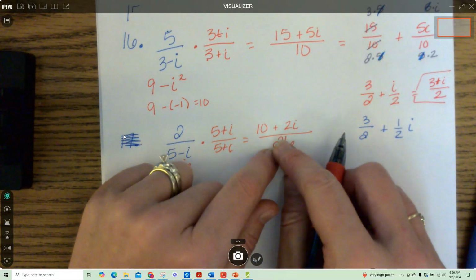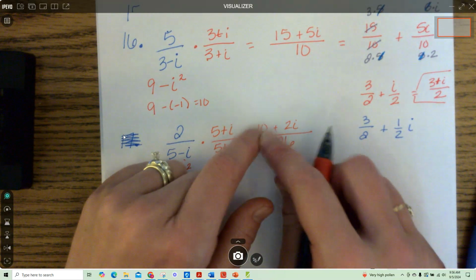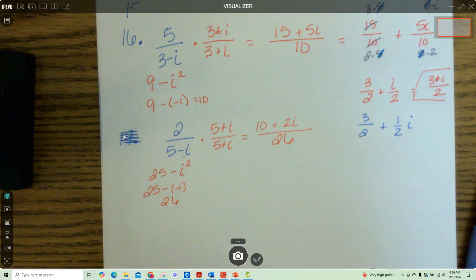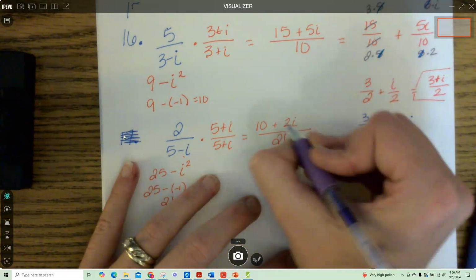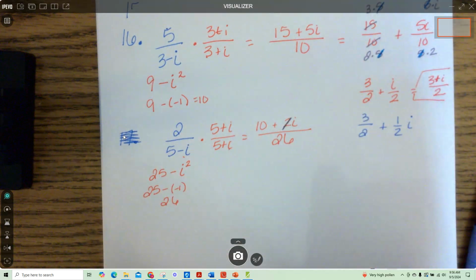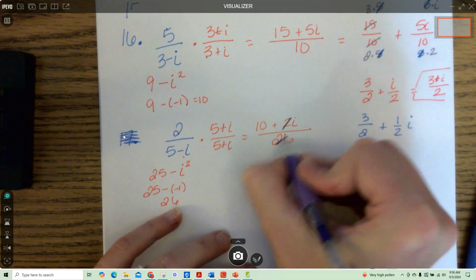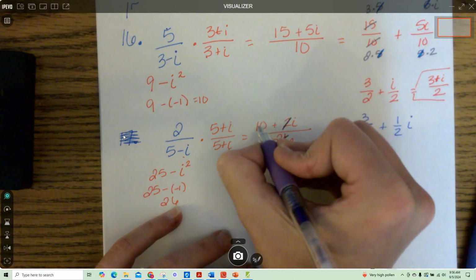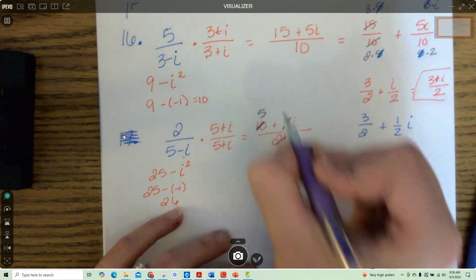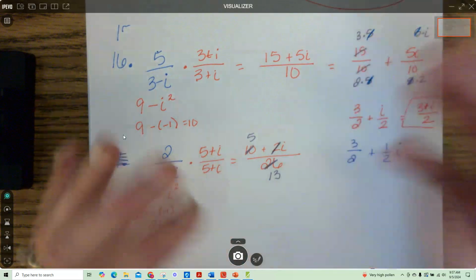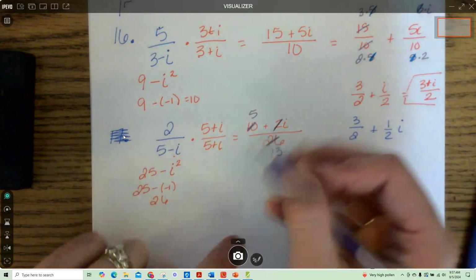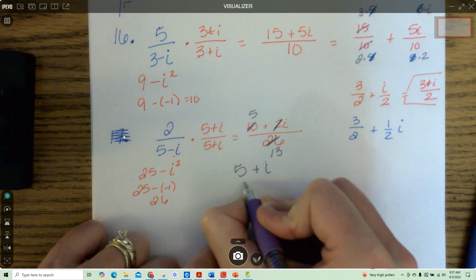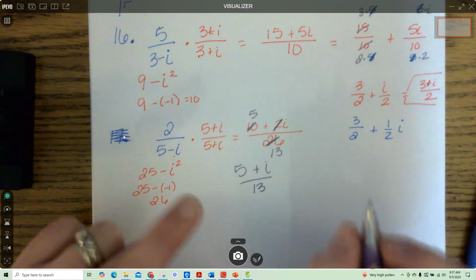What's the common factor between 10, 2, and 26? 2. So let's pull a 2 out of everything. If we pull a 2 out of this, it just cancels, right? If we pull a 2 out of 26, I'm left with a 13. If I pull a 2 out of 10, I'm left with a 5. Same process that I did up here, just explaining it a different way. So what we're left with is 5 plus i over 13, but that's not standard form.